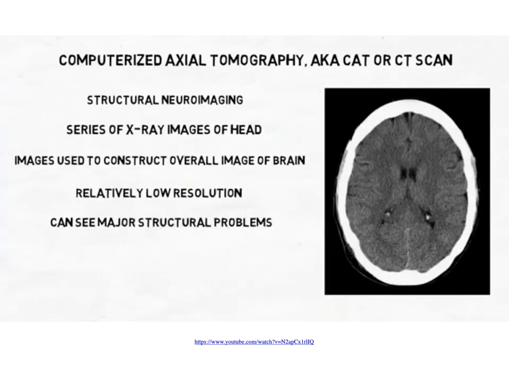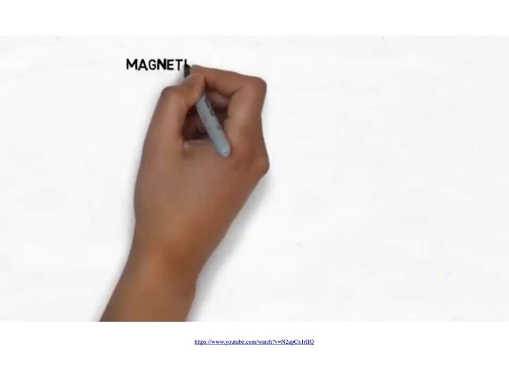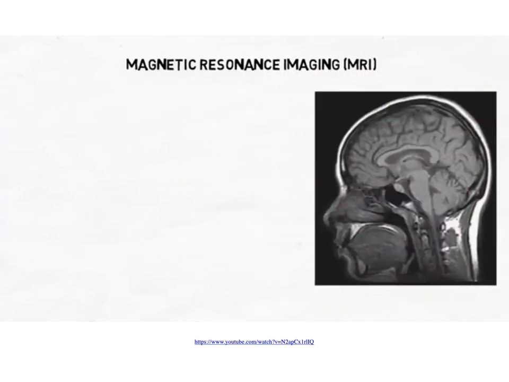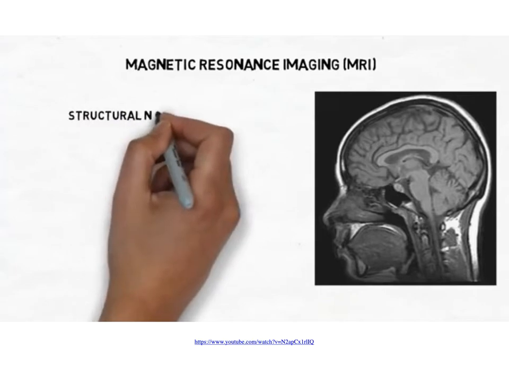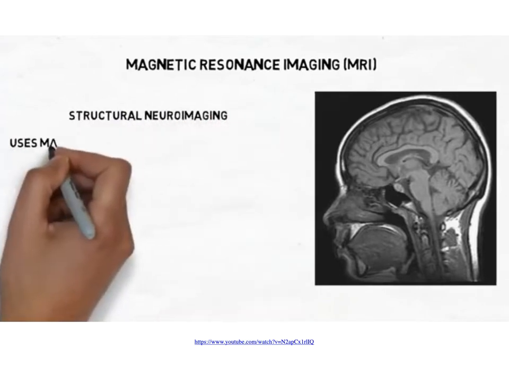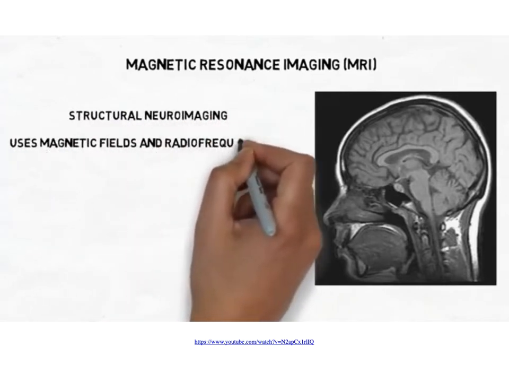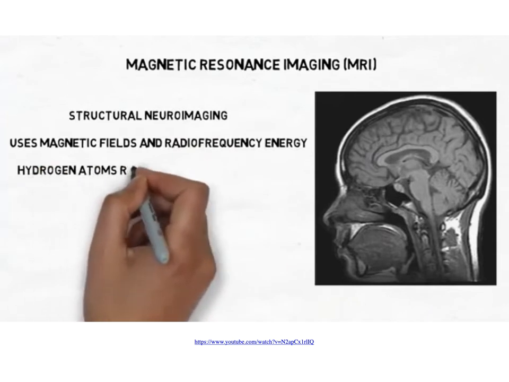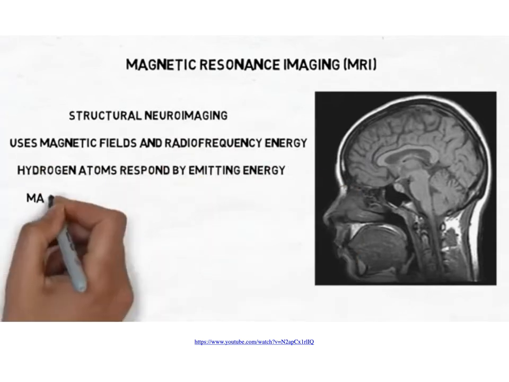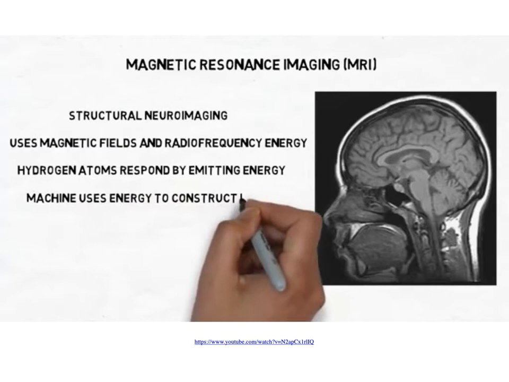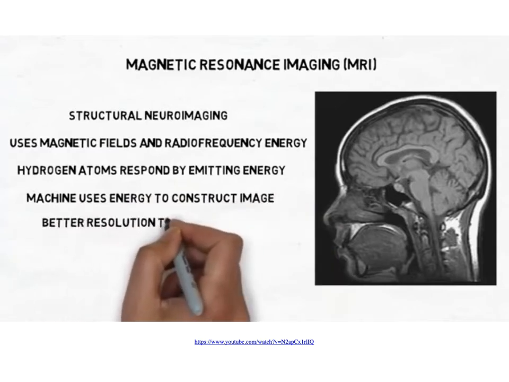The resolution of CT images is not that high, but they can visualize any major structural problems with the brain, like a tumor. Magnetic resonance imaging, or MRI, involves applying a combination of magnetic fields and radiofrequency energy waves to the brain. Hydrogen atoms respond to the magnetic fields and radiofrequency pulses by emitting energy. The MRI machine receives this energy and can tell what part of the brain it came from. A computer can use that information to reconstruct an image of the brain that has high spatial resolution.